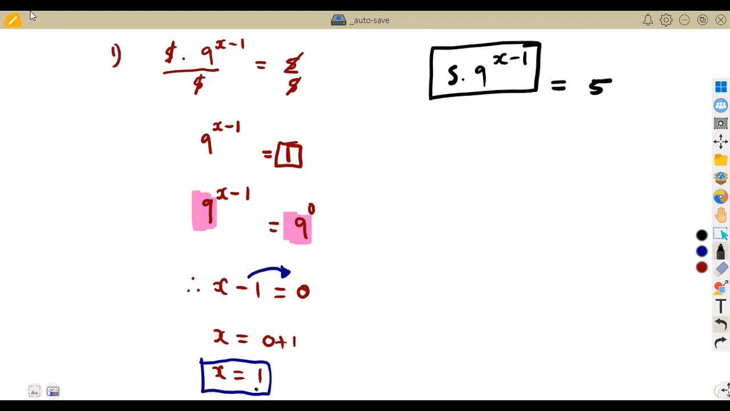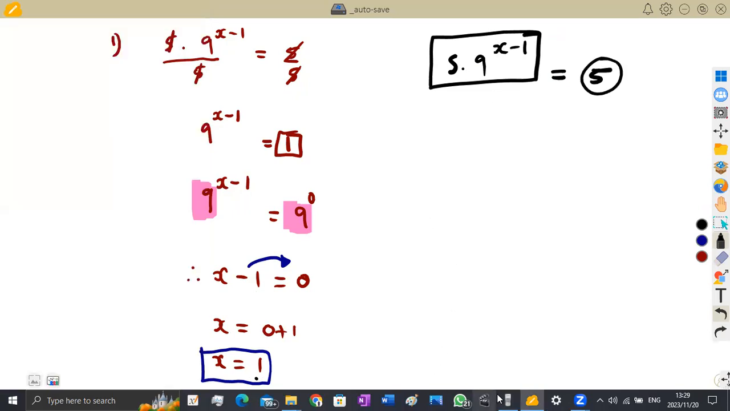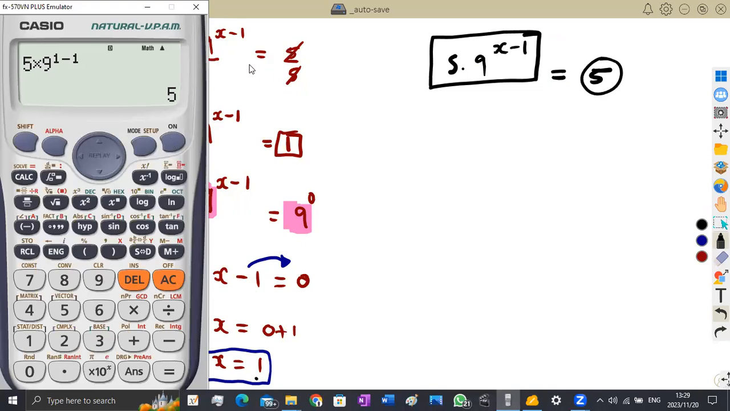Remember, we got the value of x here, which is 1. So I'm going to substitute 5 multiplied by 9 to the exponent of x minus 1. Our x is 1, so it's going to be 1 minus 1 like this. Okay, so we get a 5, which is the same as the number on the right-hand side. So that means this x value is true. So this is how you can prove it.